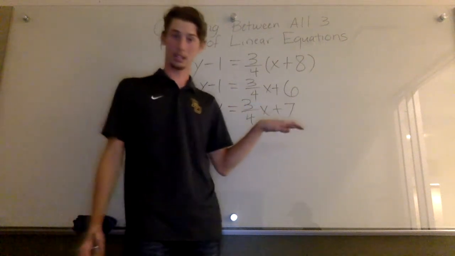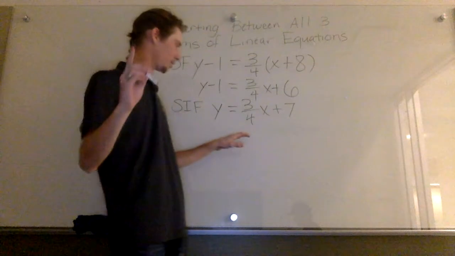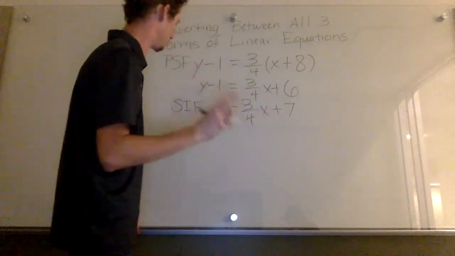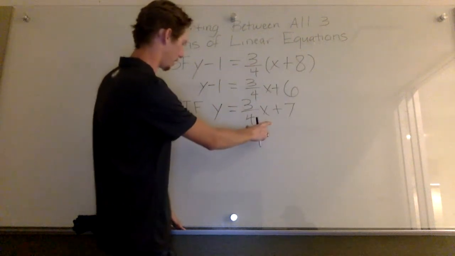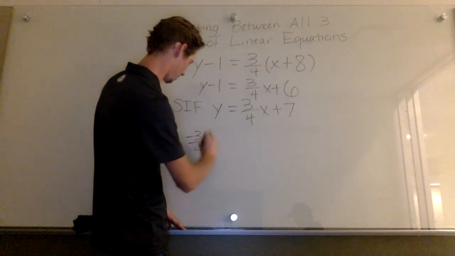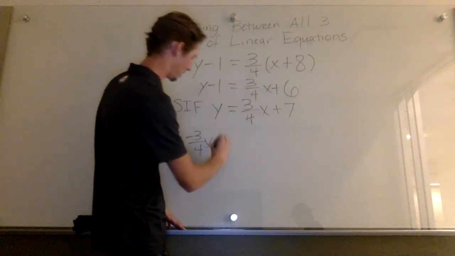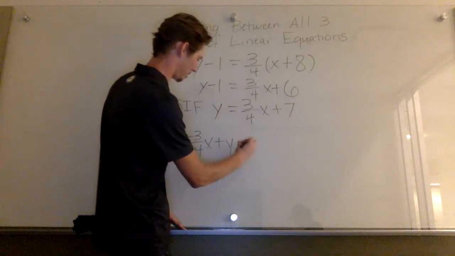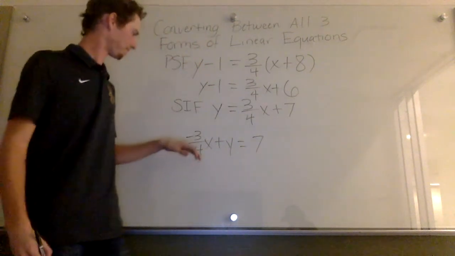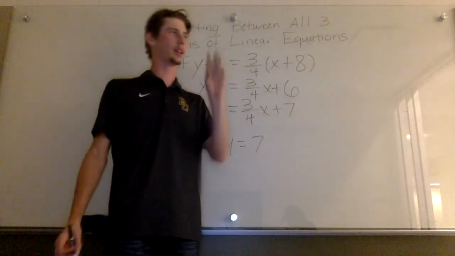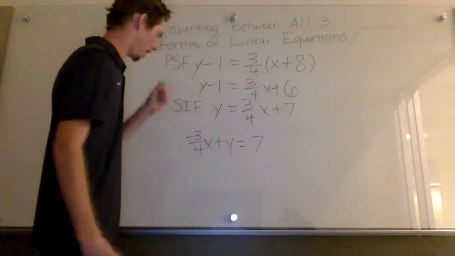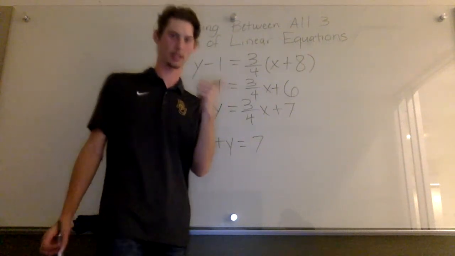Now we just got to get it in standard form. So for standard form, we need the y and the x to be on the same side. That's always going to be true. So let's go ahead and move this 3/4 x to the other side. So it becomes -3/4 x because it moved across the equal sign, plus y because the y was positive, equals 7. All right? Now, there were kind of these 2 rules about standard form that we talked about. And you can't have fractions. That's a big one.